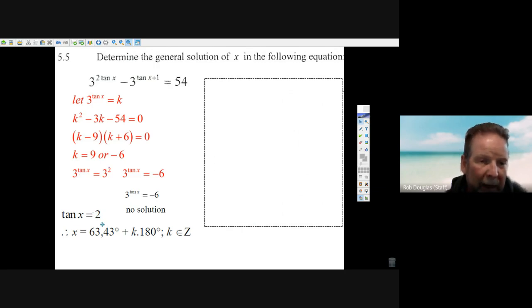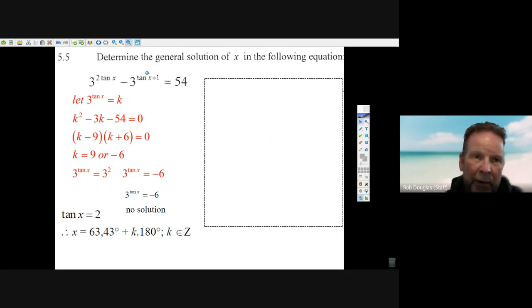Well, shift tan of 2, your calculator says it's 63.43 degrees, and it repeats itself every 180 degrees. Where k is an integer, there's all the solutions, an infinite amount of solutions.